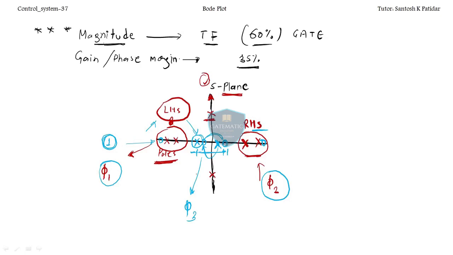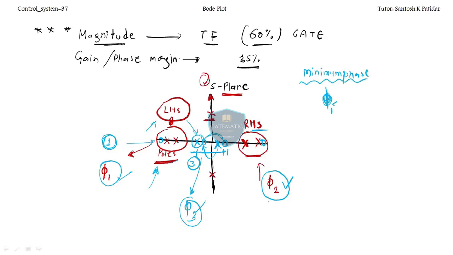This is the third type of system I'm talking about, and what I'm doing is finding phi 3 for that. If you do it like this, phi 2, phi 3 and phi 1 will be related such that phi 1 will be the least phase among all. The phi 1 will be the least phase, and that system is nothing but the minimum phase system. Minimum phase system.